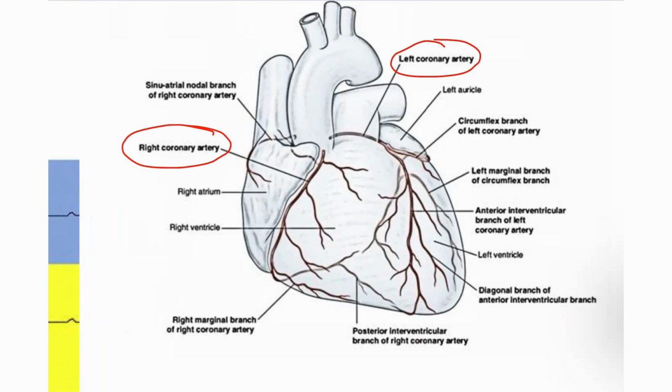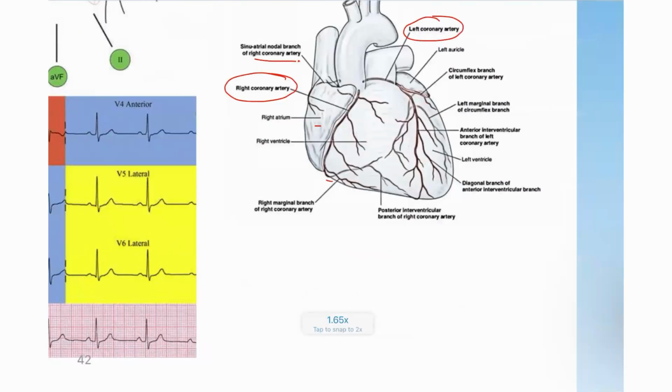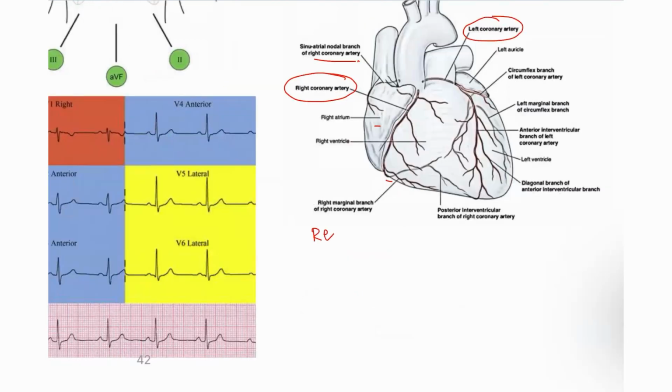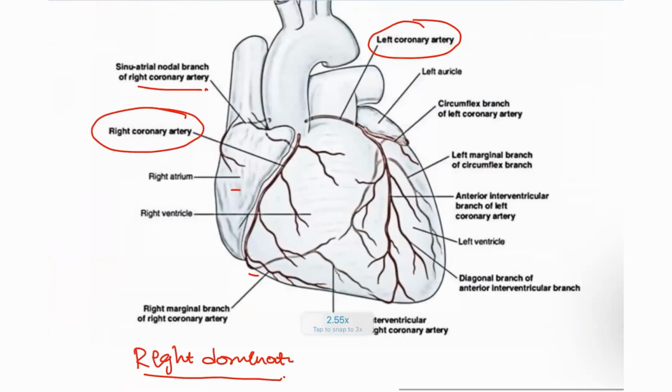See here, the SA node and AV node are going to be supplied by the right coronary artery, and the right atrium is supplied, and also here the right marginal artery will be supplied. So most of the hearts will be right dominant. Okay, it is going to be right dominant only. So predominantly they are supplied by the right coronary artery, and the left coronary artery on the anterior has the circumflex branch and also the anterior interventricular branch, and the posterior interventricular branch is again a branch of the RCA.